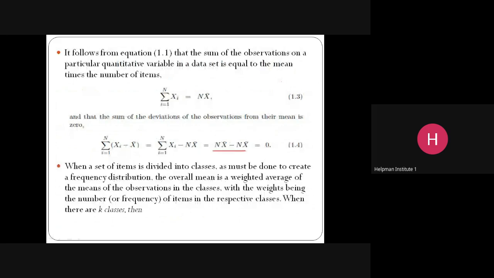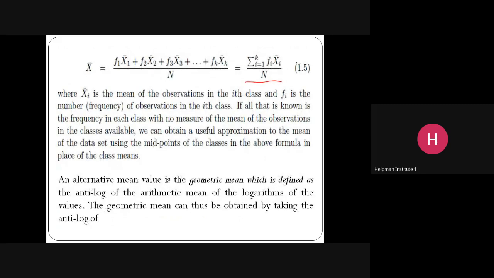So, like we explained here, when a set of items is divided into classes, then we cannot employ the formula in equation 1 for the mean, but we will adopt this formula in 1.5 to get the mean. Where x bar i, as usual, is the mean of the observations in the ith class, and f subscript i is the frequency of the observations in the ith class. And if all that is known is the frequency in each class, with no measure of the mean of the observations in the classes available, we can obtain a useful approximation to the mean of the data set using the midpoints of the classes in the above formula.